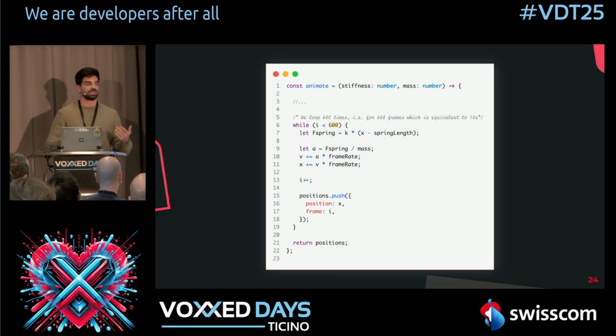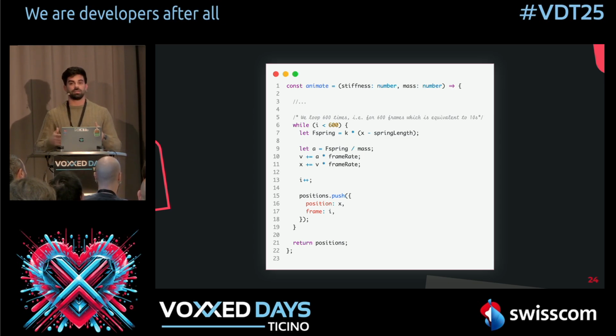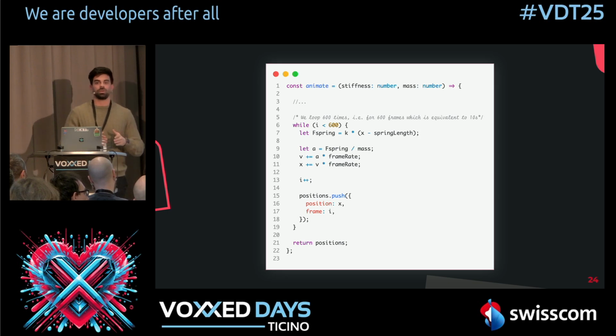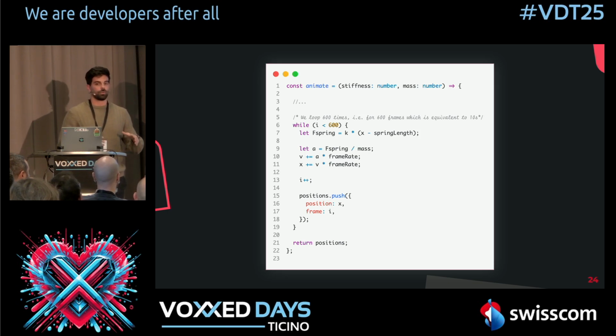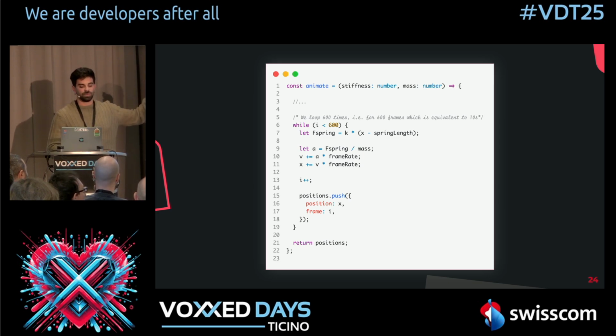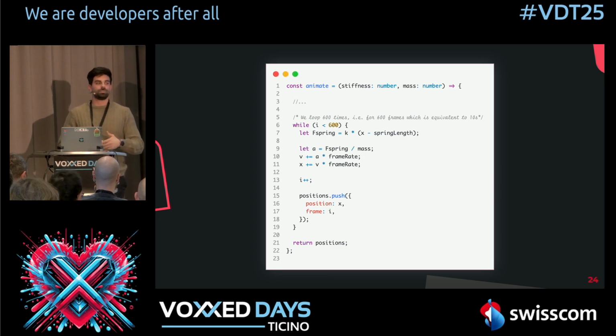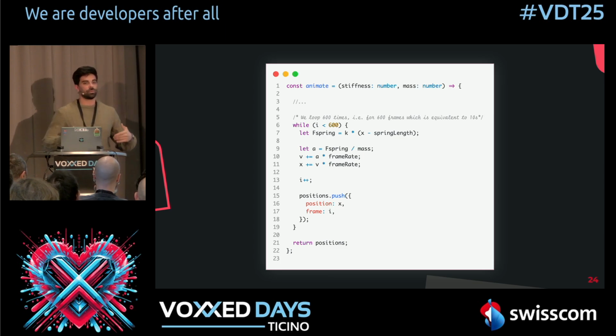This is just a simplified example here, but we have this function we called animate, and as you can see, it takes two parameters. One is the stiffness of the spring, and the other one is the mass of the object that we want to move. So basically here, as you can see, we have hard-coded a time period of 600 frames, or 10 seconds, for the animation to run. And just as before, we define the spring force, and from that we can extrapolate the acceleration, and then we get to the position. We take this position, push it into an array. After the loop is done, we return the array, and there we have it. You have an array of positions to be traversed by the object.